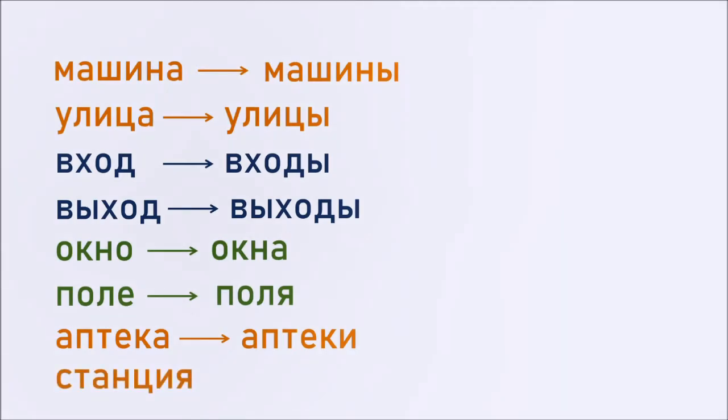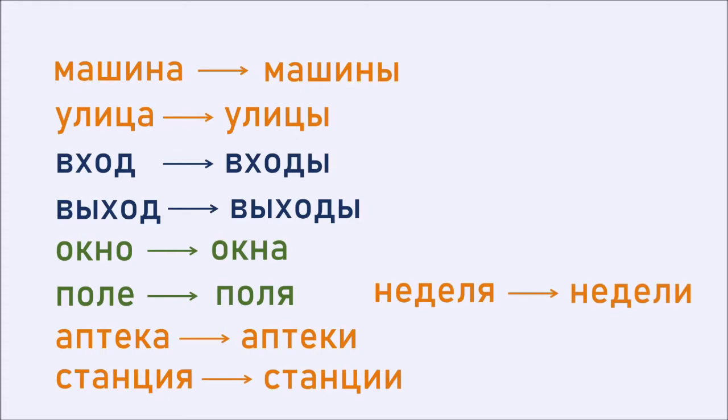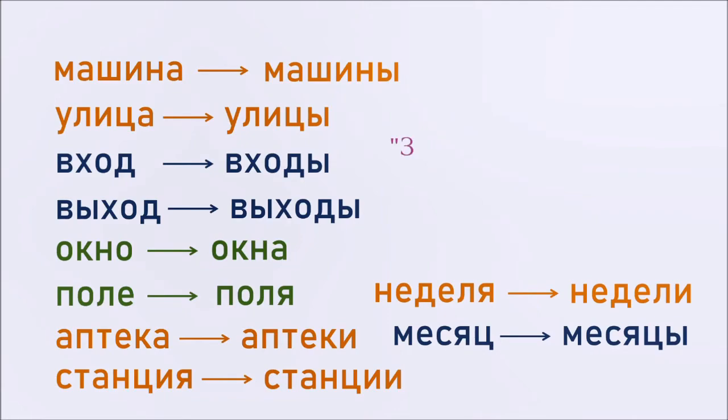Станция is a station. Станции, many stations. Неделя is a week. Недели, many weeks. Месяц, месяцы. Okay? And so on and so on. Now that we're here and I've shown you the plurals for вход and выход, I might as well show you a Russian idiom. It goes like this.